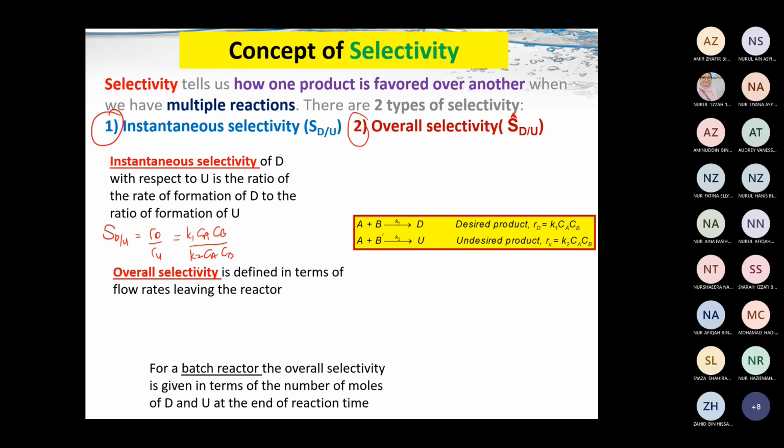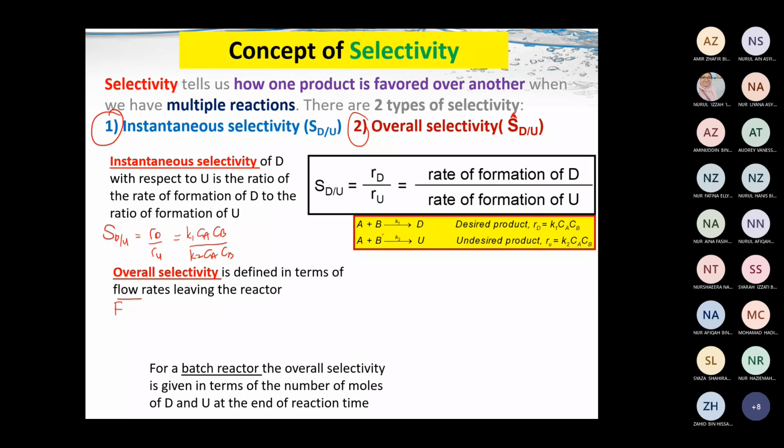Okay, so overall selectivity is defined in terms of flow rate. Okay, so that means it is in terms of F, capital F. So what is it?